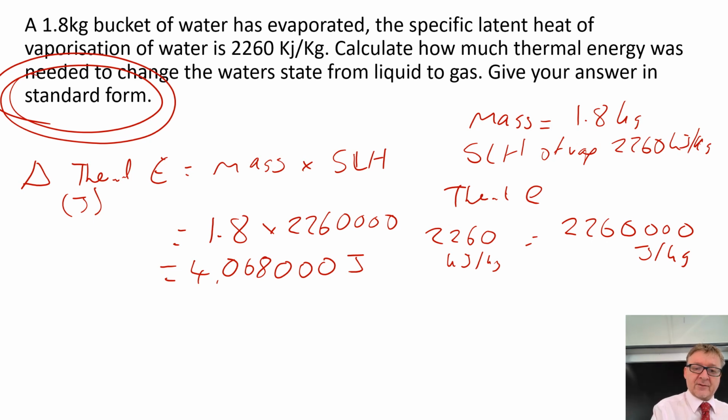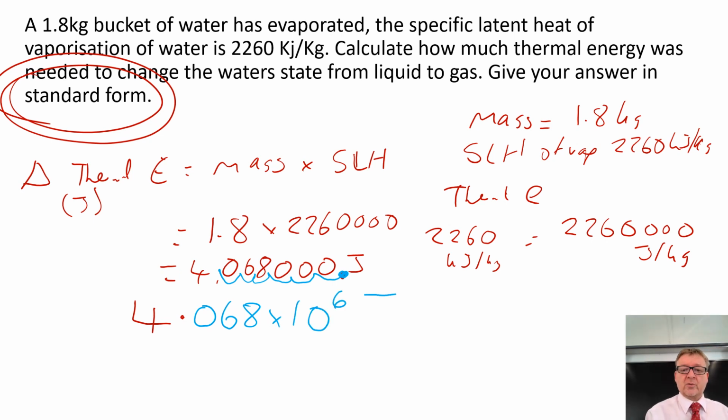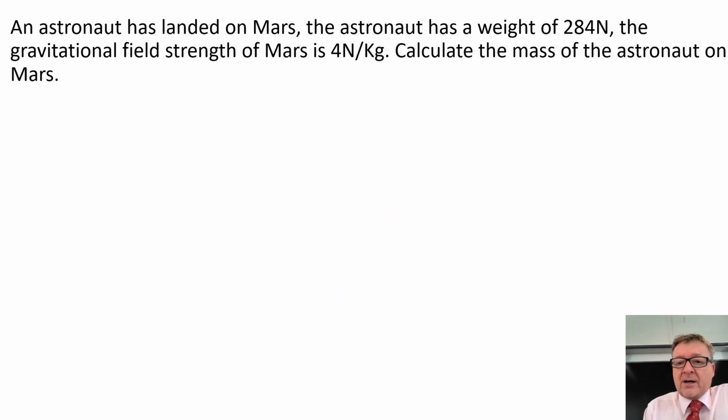But they want the answer in standard form, right? So you always have the first number, and then you have a decimal point. Then you've got to work out how many places it's going to move by. At the moment, the decimal point is here. So I'm going to move my decimal point 1, 2, 3, 4, 5, 6. So I'm going to go 4.068 times 10 to the 6 joules. That's a J.